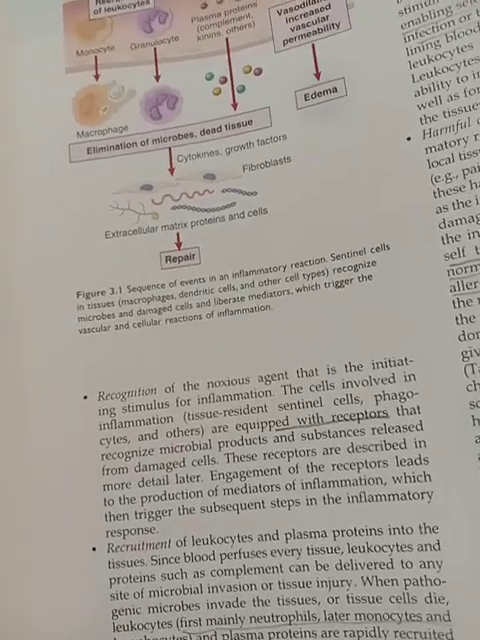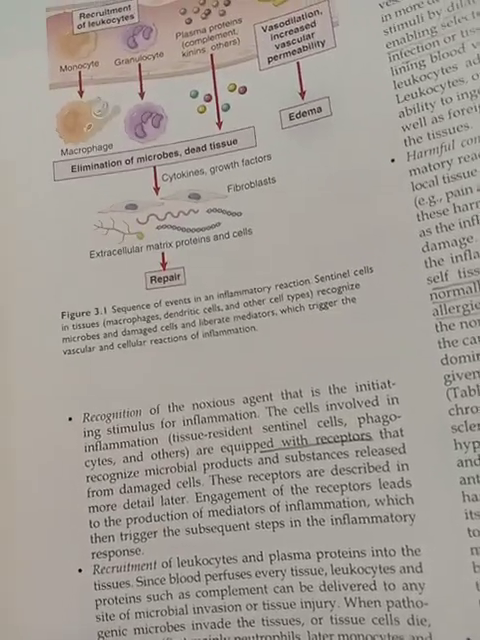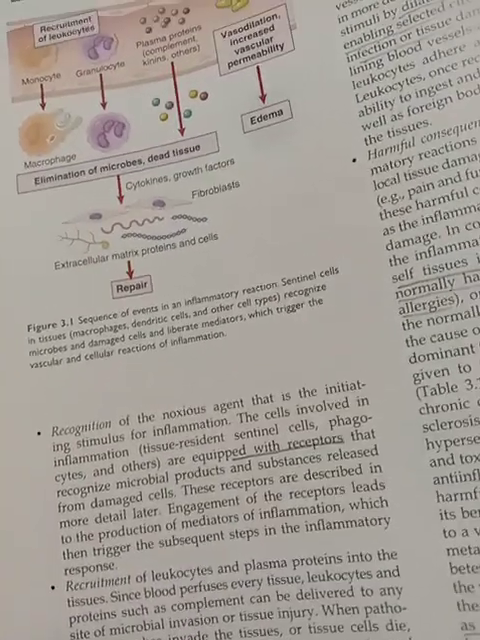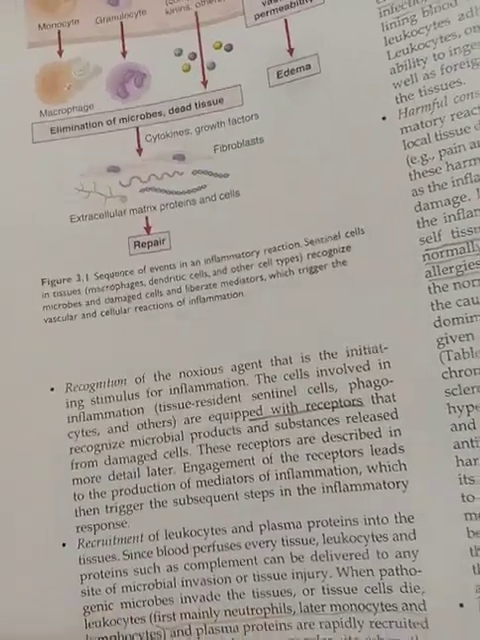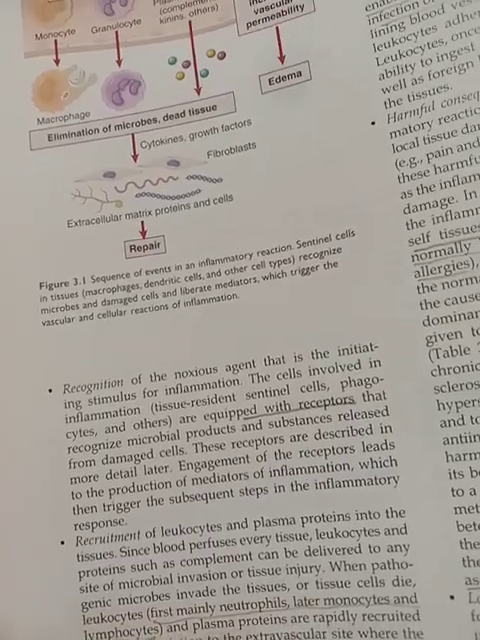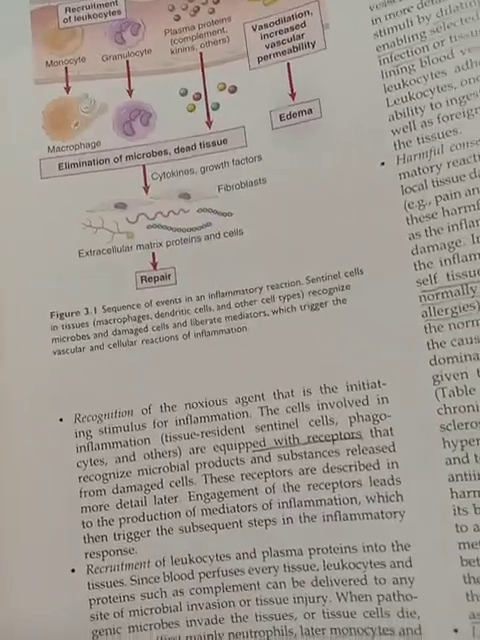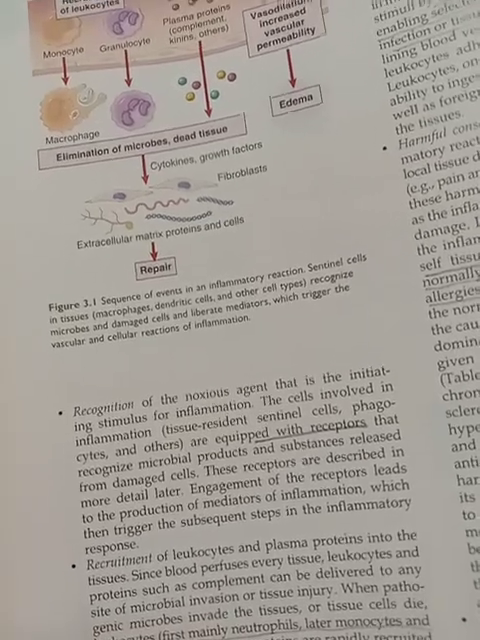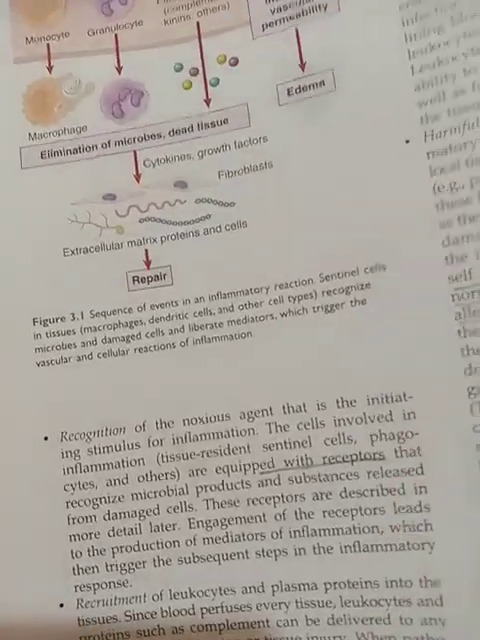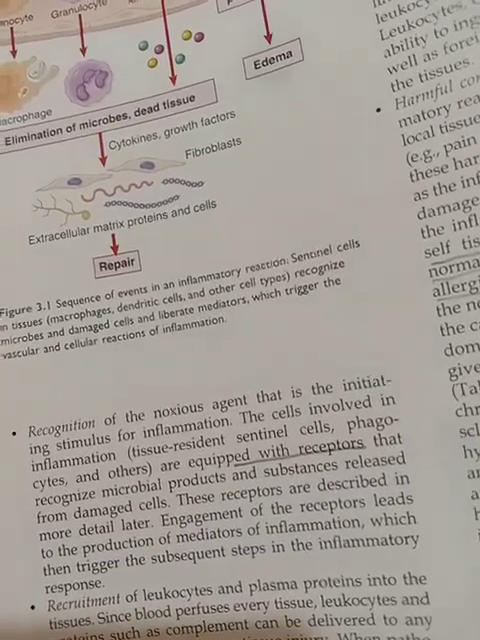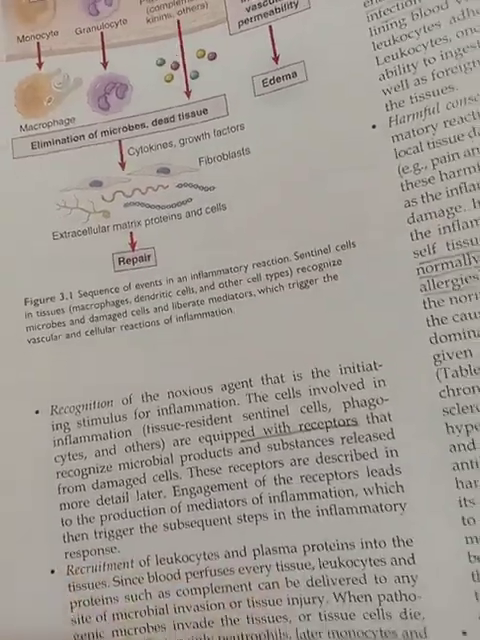Then recruitment of leukocytes and plasma proteins, that is leukocytes like neutrophil, macrophage, monocyte, and also the complement system, interferon. They are recruited to that particular site. They come there and exert their actions upon the injurious agent, upon the cells of the damaged tissues.